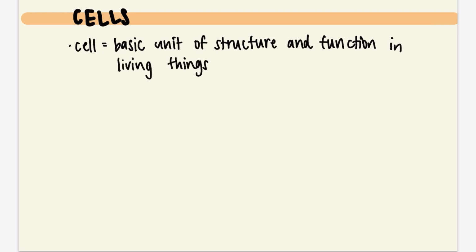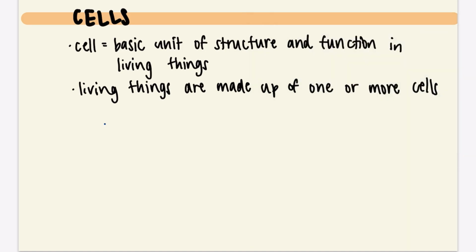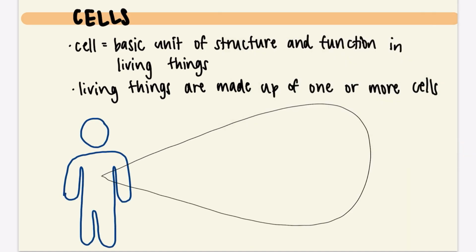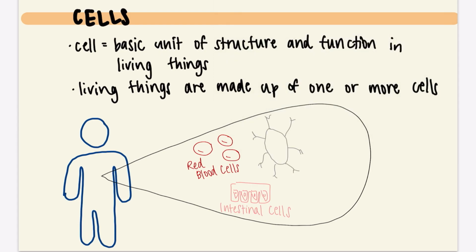The C stands for cells. Cells are the basic unit of structure and function in living things. Therefore, living things are made up of one or more cells. For instance, a bacterium consists of just one cell. It's unicellular, but it displays all characteristics of life. Animals and plants, on the other hand, are multicellular.